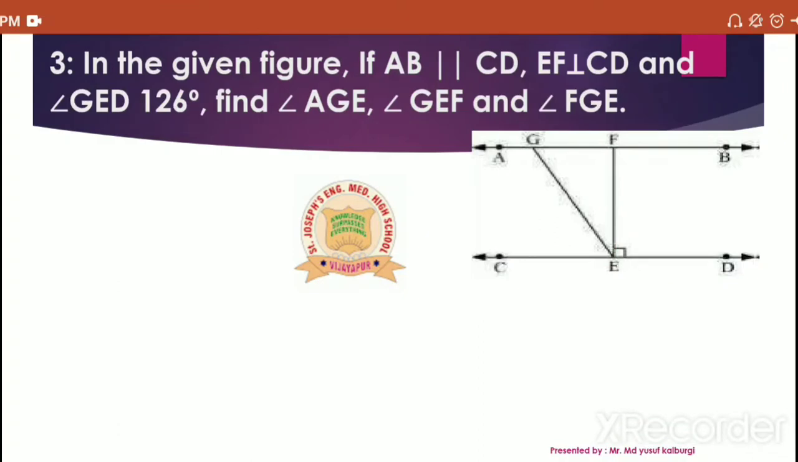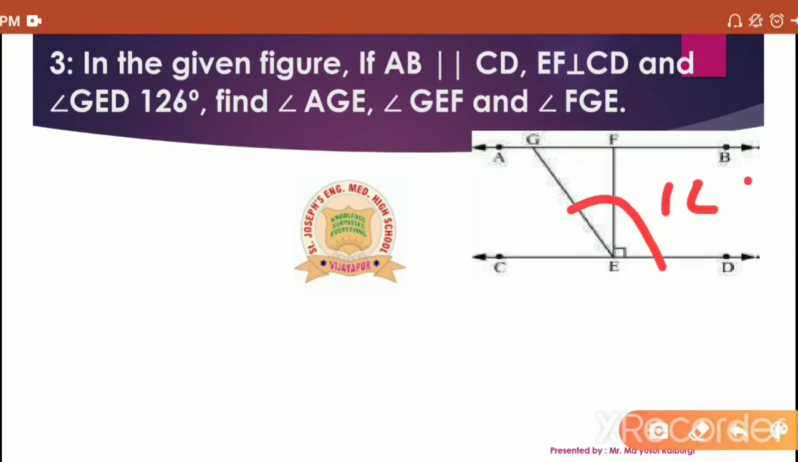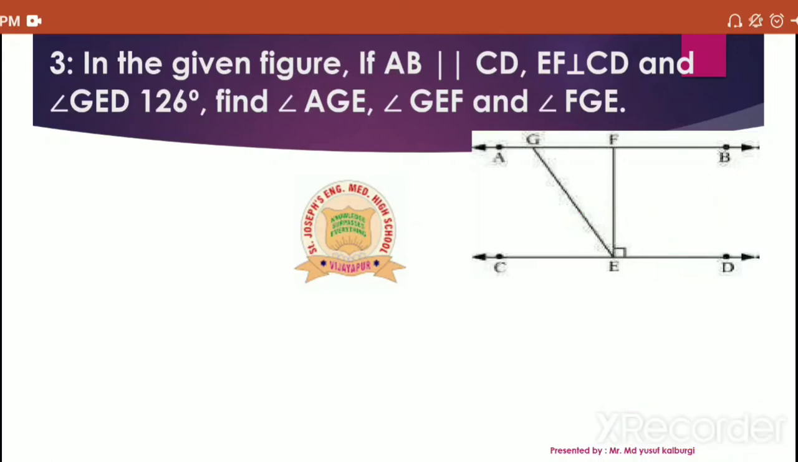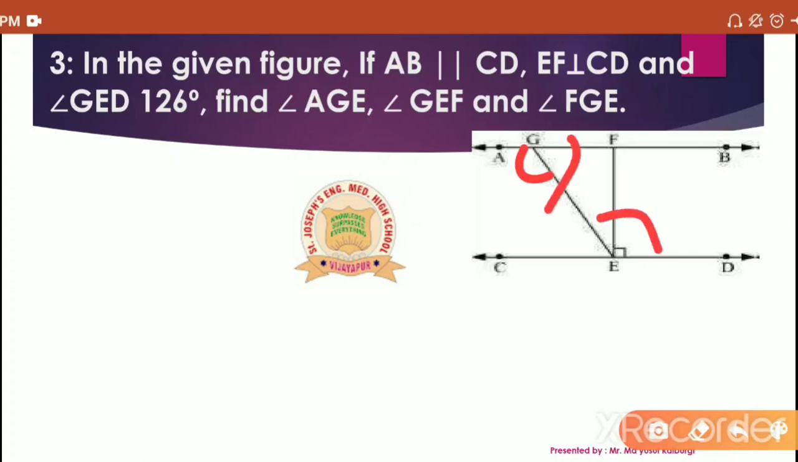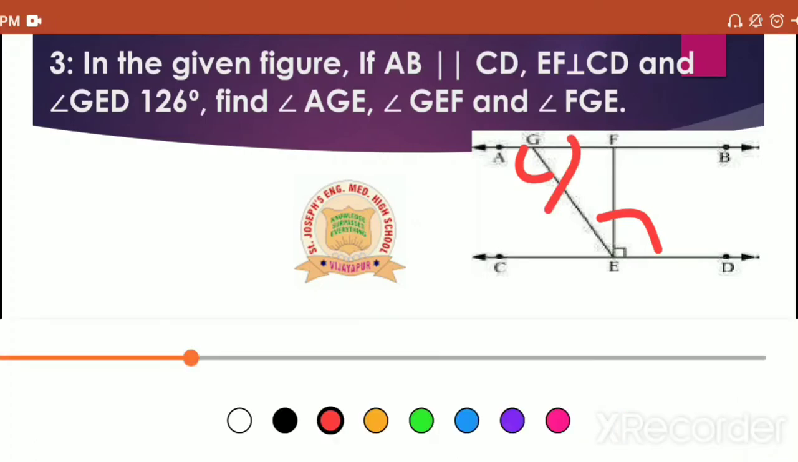Now one more thing they have given, angle GED. This angle they have given, that is 126 degrees. Now we need to find out three angles. Which are those angles? We need to find out angle AGE, this angle. Then we need to find out GEF, this angle. Then we need to find out FGE, that is this angle. These three angles you are going to find out.